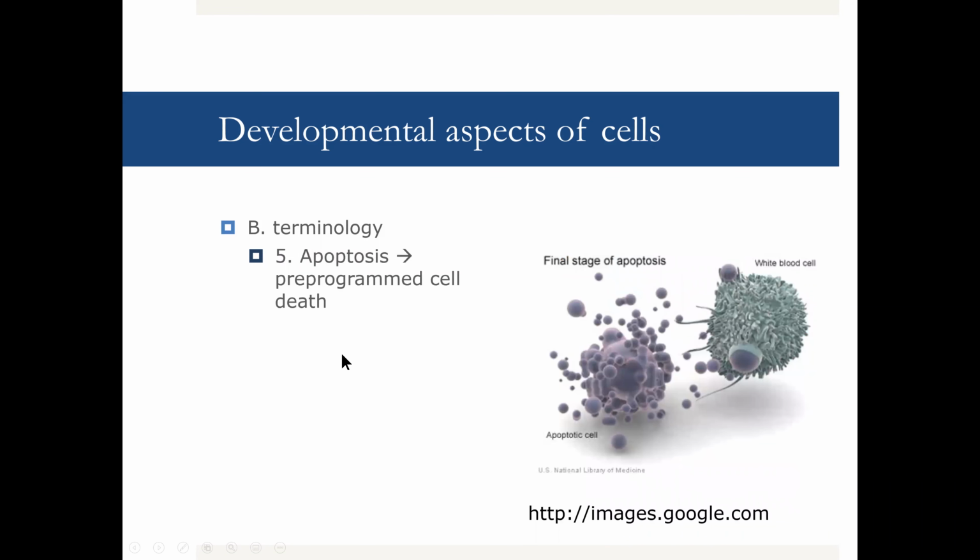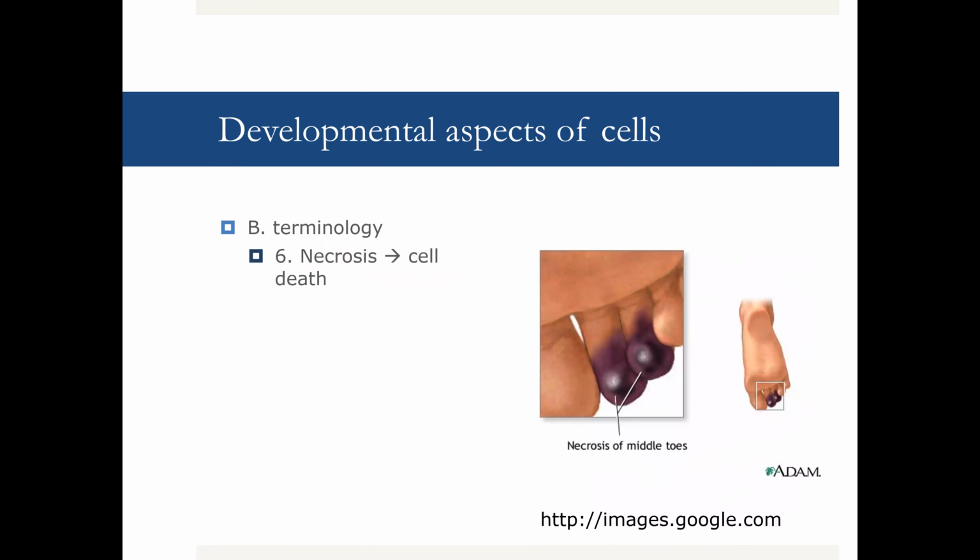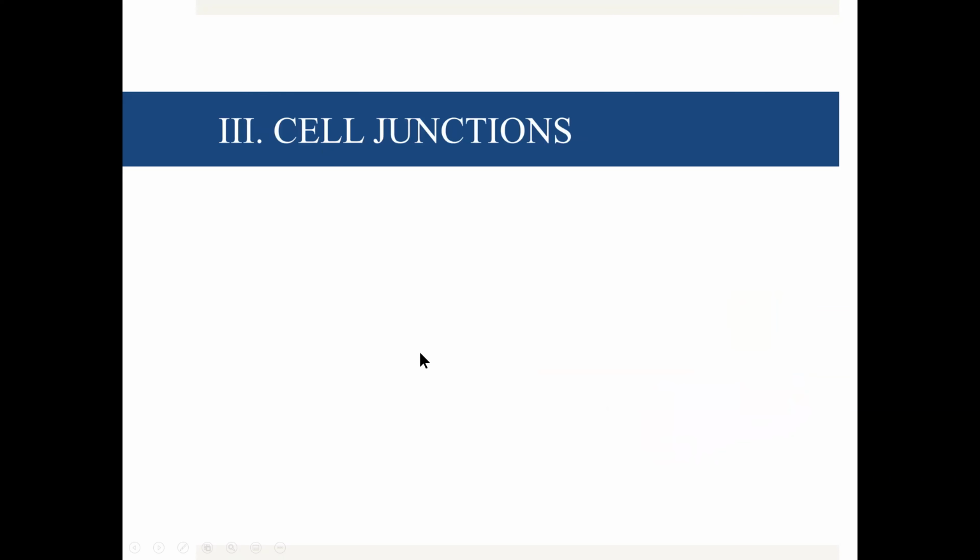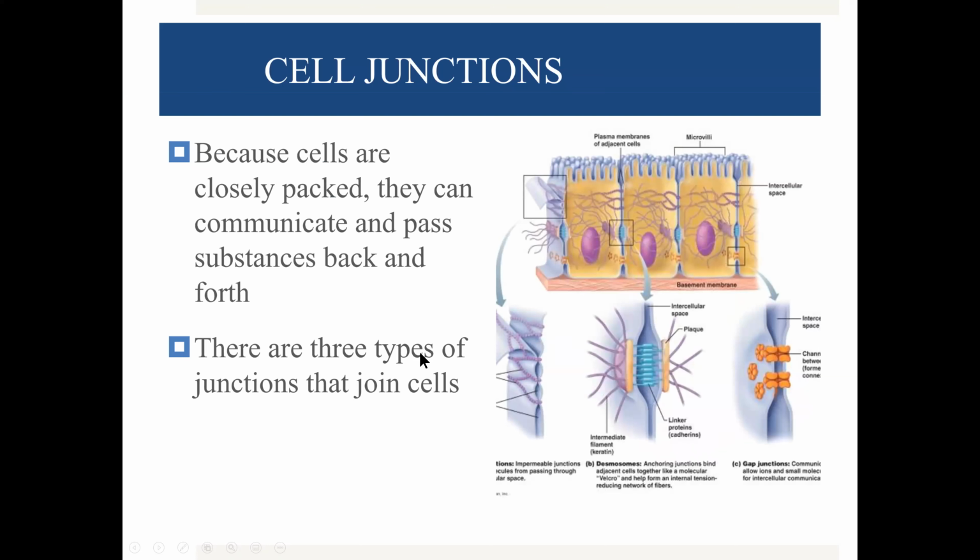Apoptosis is pre-programmed cell death. The cell programs itself so that if it reaches a certain stage in its life cycle, it will pre-program for death. And you can have cell necrosis if you don't have a blood supply. Cell junctions, there are 3 types of cell junctions, okay?